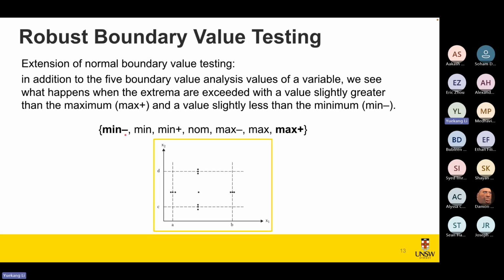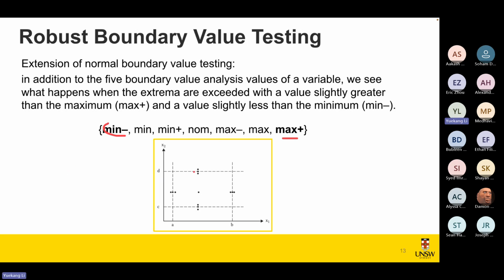Min minus means a value slightly outside the valid range by being smaller than the minimum allowed value. And max plus means a value that is just outside the range by taking a larger value than the maximum allowed value.